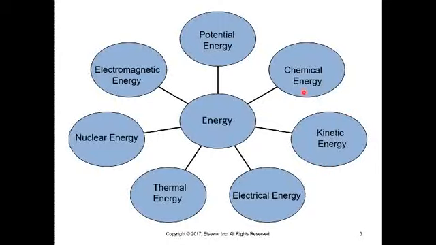Chemical energy can deal with anything at a biochemical level, such as when you eat carbohydrates to give yourself energy, or when you drink coffee, the caffeine gives you energy at a chemical level. And then finally, you have potential energy, which is the stored energy. It's what energy can possibly happen before you start to change it into some kind of other form of energy.